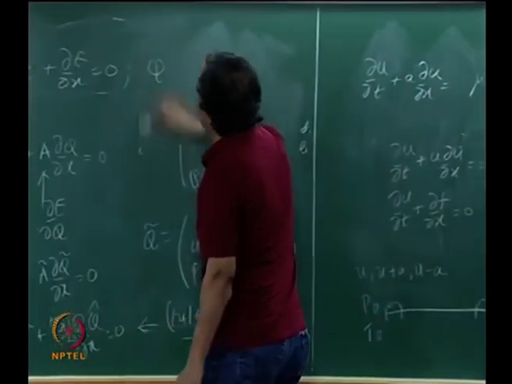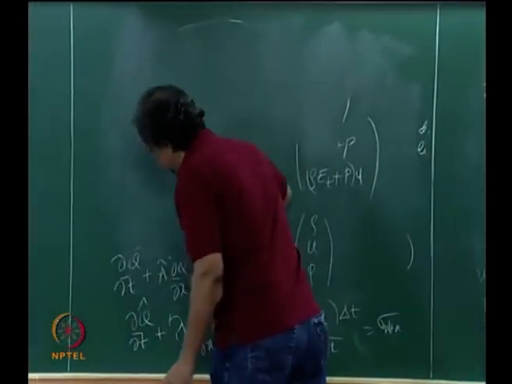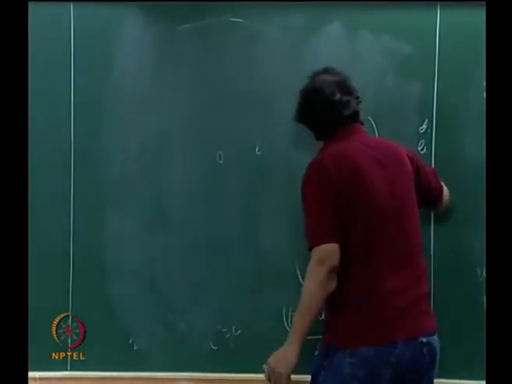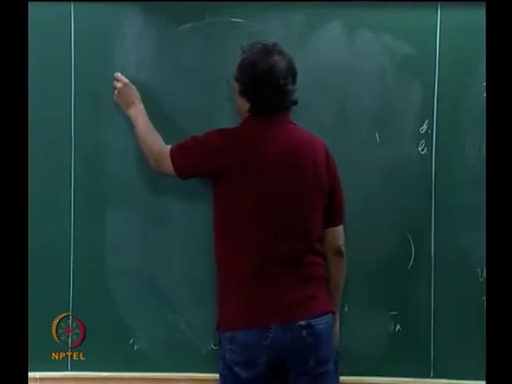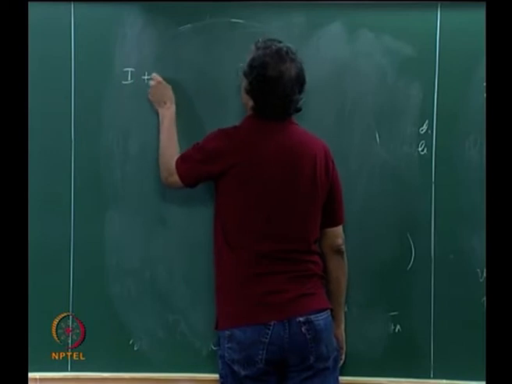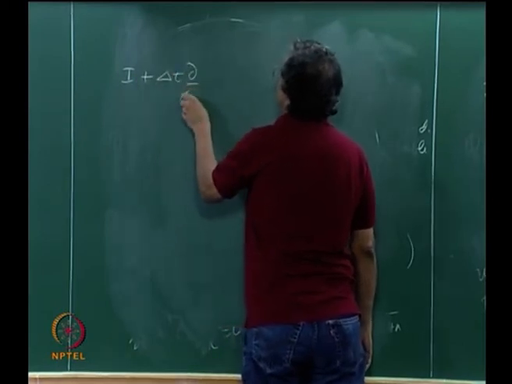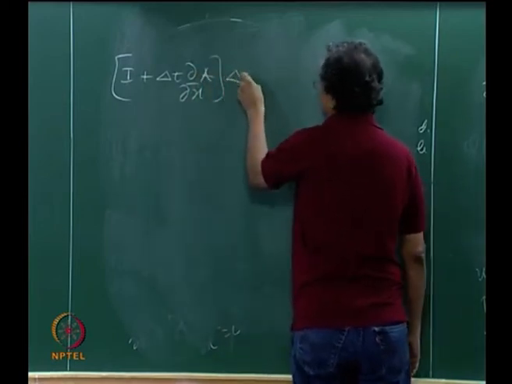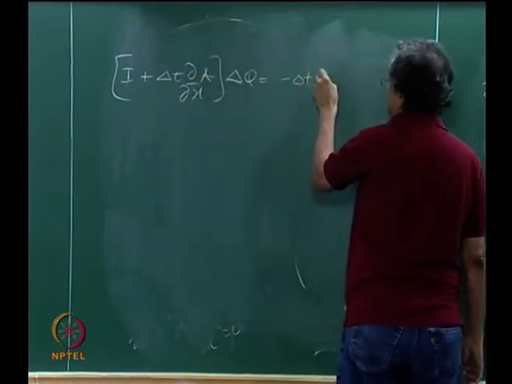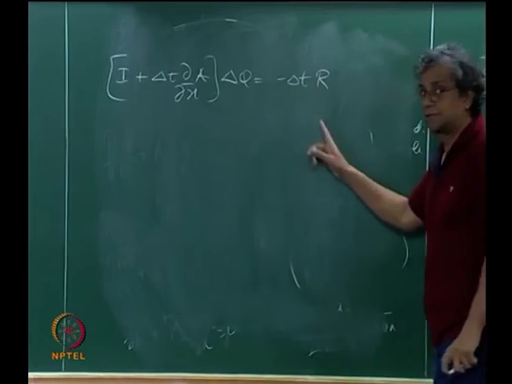Then one important thing that we did was we wrote this in the delta form. We wrote the equation in delta form. I will just write one, as I said, none of these are new, just to recollect, where R is the residue.